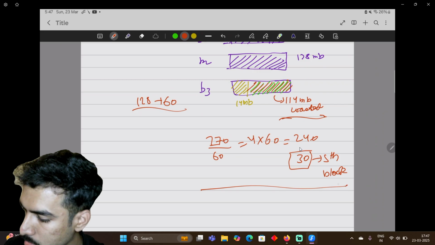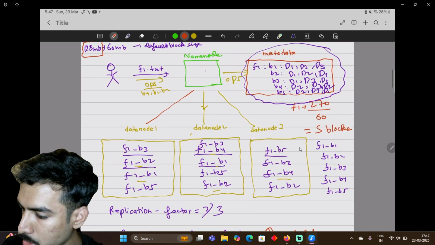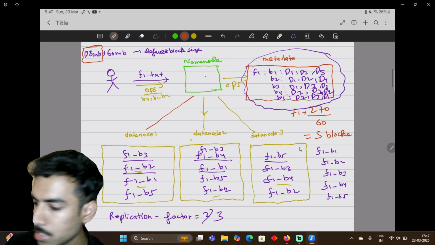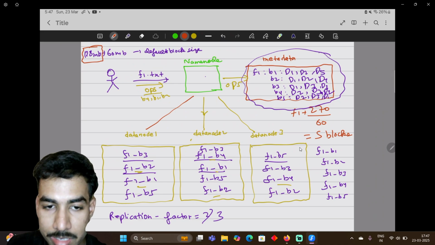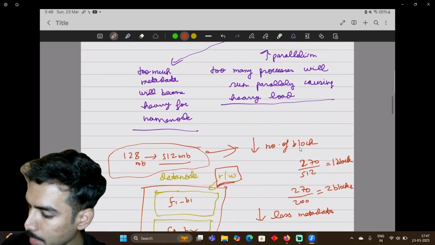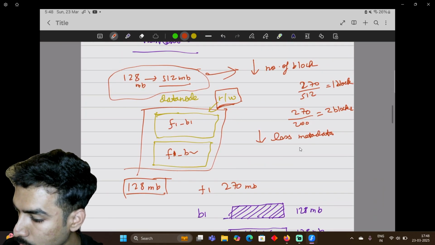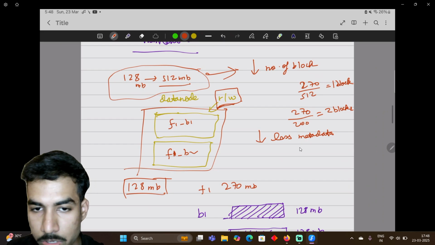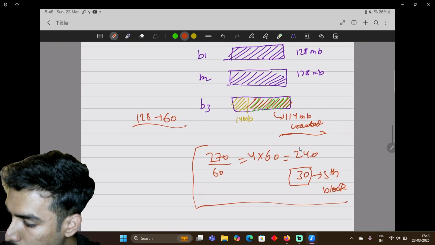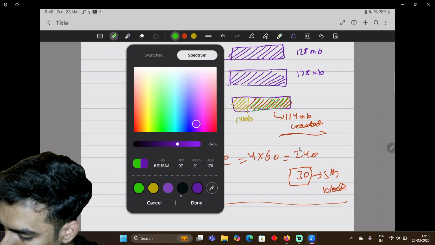But what happened here is when you try to reduce the block size, your metadata increased very much and your number of processes running in parallel increased very much. That's what happened as a consequence. And in the reverse case, if you try to increase it from 128 to, let's say, 200 or 512, there will be even more wastage than you can imagine.